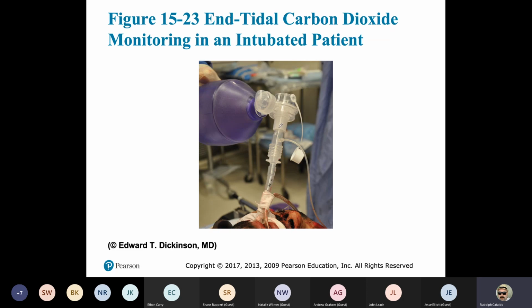Perfect example of your end tidal sampling right there. That is our adapter for end tidal with our sampling line coming off and going to our monitor to where we can see what we're looking at. So it goes in between your ET tube and your BVM.